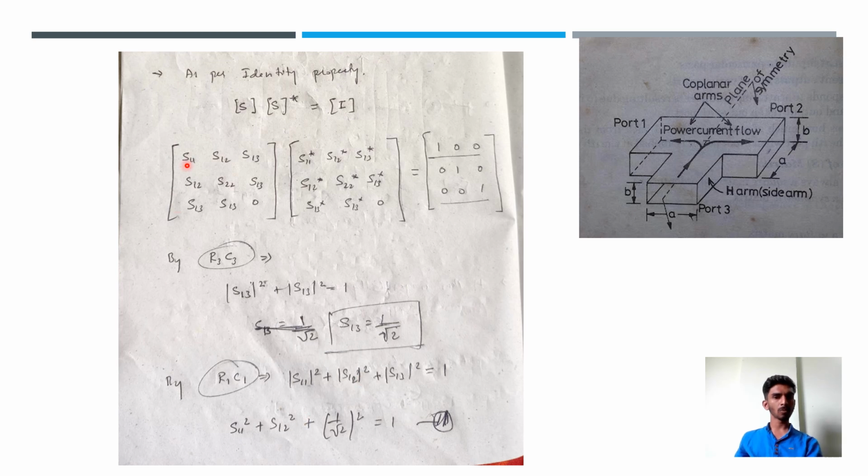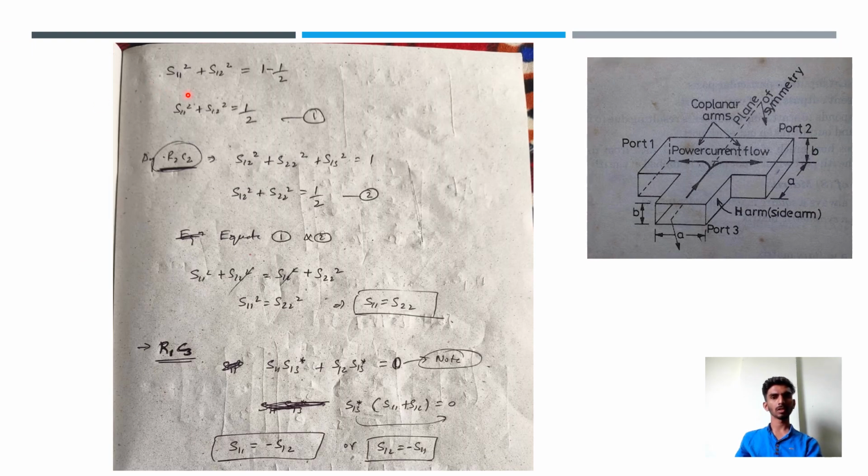Similarly, row 1 and column 1 are multiplied, that is R1 C1. So S11 squared plus S21 squared plus S31 squared is equal to 1. We know the value of S13, which we solved previously, so we substitute it here. After substituting the S13 value and solving, we get an equation which we mark as 1. Now we similarly perform R2 C2 and get another equation, which I mark as 2. Now equate 1 and 2, because the RHS is equal, so we equate the LHS. Two terms cancel, and S11 squared is equal to S22 squared. So the squares get cancelled, and S11 is equal to S22. We mark this in the block and use it further.